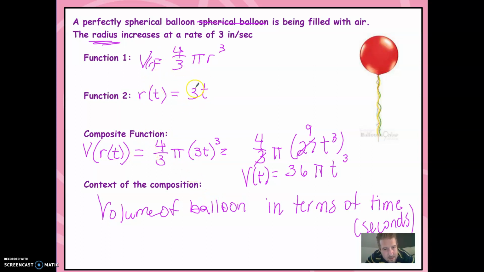So we take this and plug it in right there. The first thing you can do is cube what's on the inside. 3 times 3 times 3 is 27, so that's 27t cubed. The next thing to do is divide both of these by 3, which gets rid of this 3. This becomes a 9. 9 times 4 is 36, so it becomes 36 times pi times t cubed, and that's your answer.